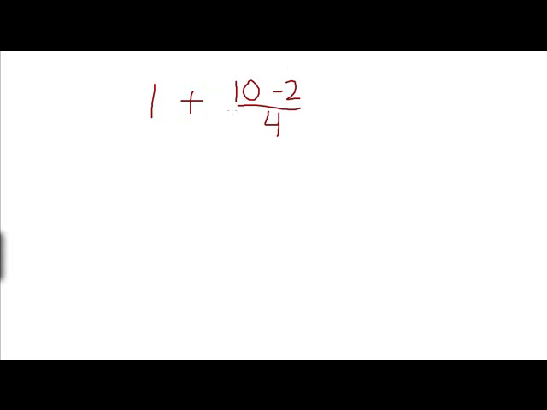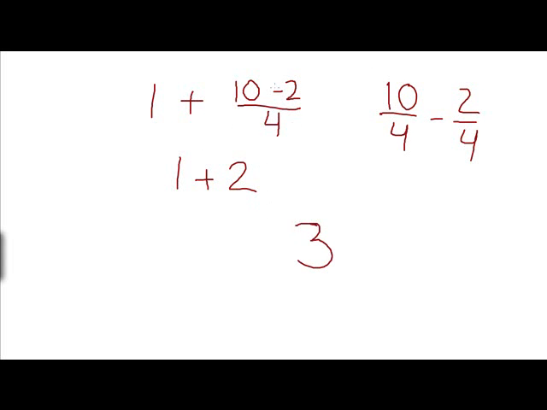Anyway, 1 plus 10 minus 2 over 4. Well, what do you do first? The thing that you need to do first is, see, this is an exception. Actually, no, it's not. You could make the 10 minus 2 over 4 into 2 fractions: 10 over 4 minus 2 over 4. And since they do have the same denominator, you could just subtract the top ones. So it'll be 8 over 4, 2. 1 plus 2 is 3. And that's how you would do that one.